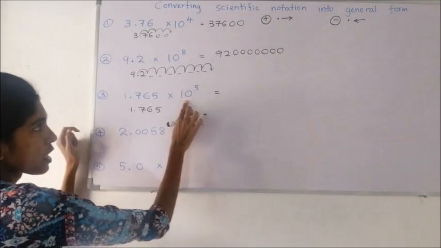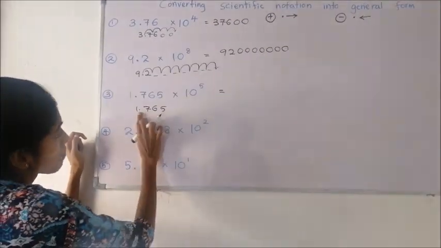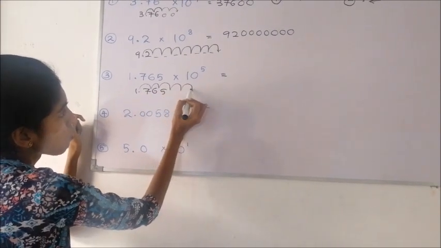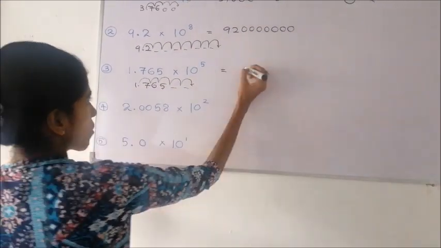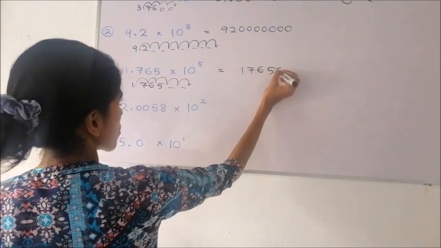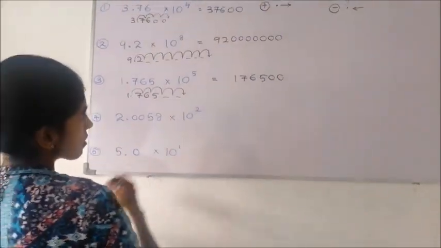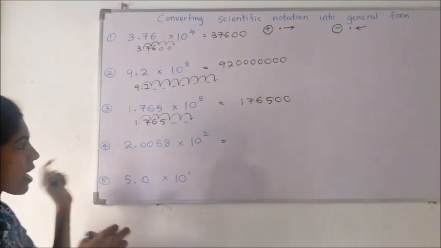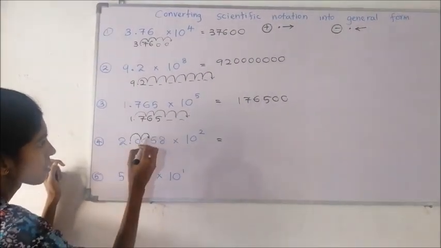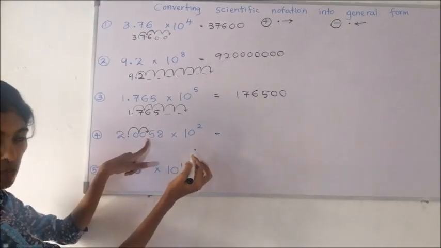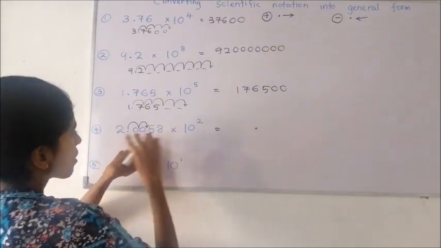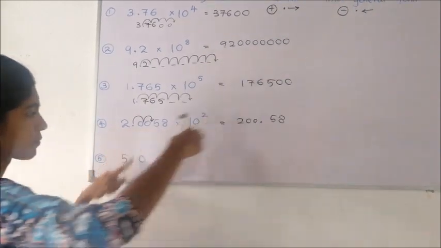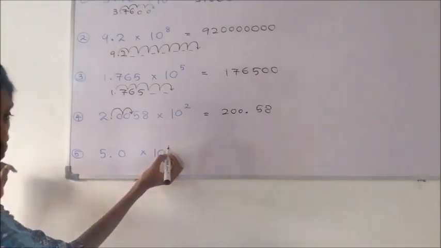1.765, 10 to the power plus 5. If it is plus, the decimal point should be moved backward. 1, 2, 3, 4, 5. For the spaces, put 0. 17650. Next one, 10 to the power 2. Because there is the space here, I am writing here. See, 2 times only. Now the decimal point must be here. So before the decimal point, what is the number there? 200.58.